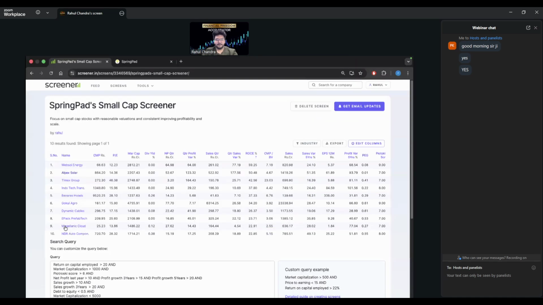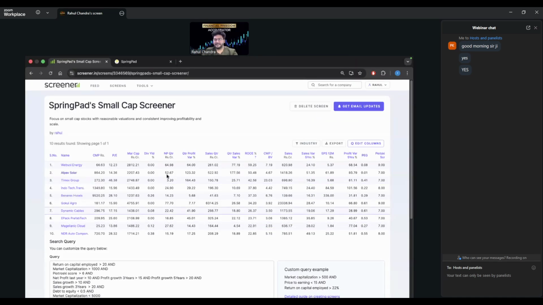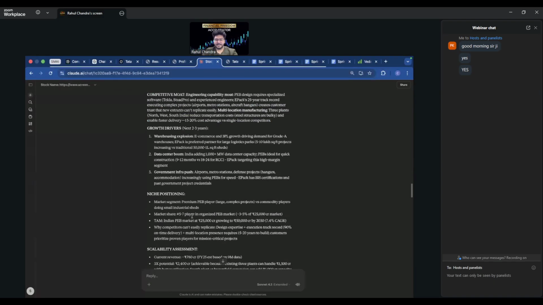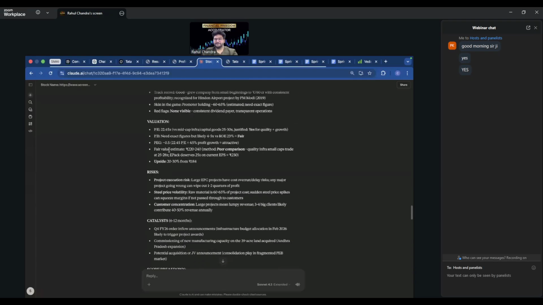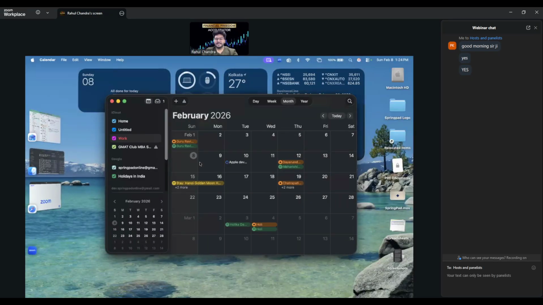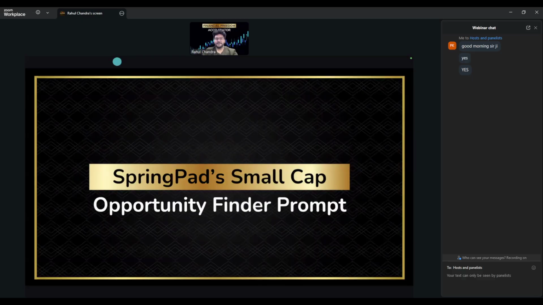Do we have EPAC Prefab? We have EPAC over here. The second stock that it has identified is EPAC, and you get the same analysis for that as well. Is this really, really helpful? Guys, be very honest.